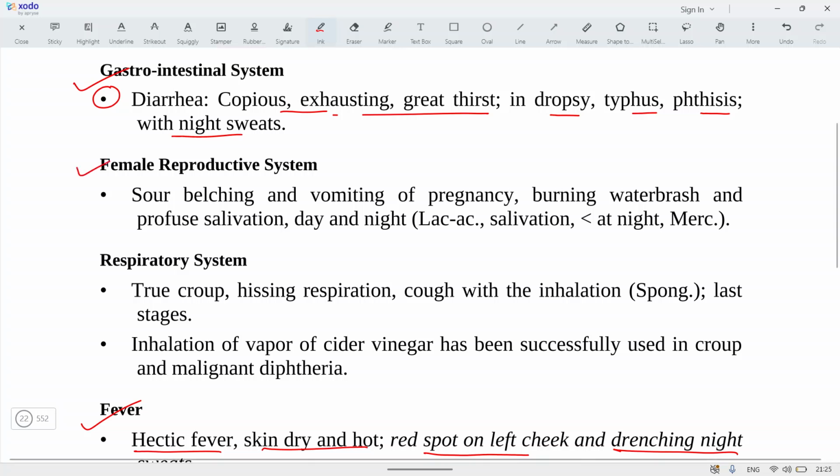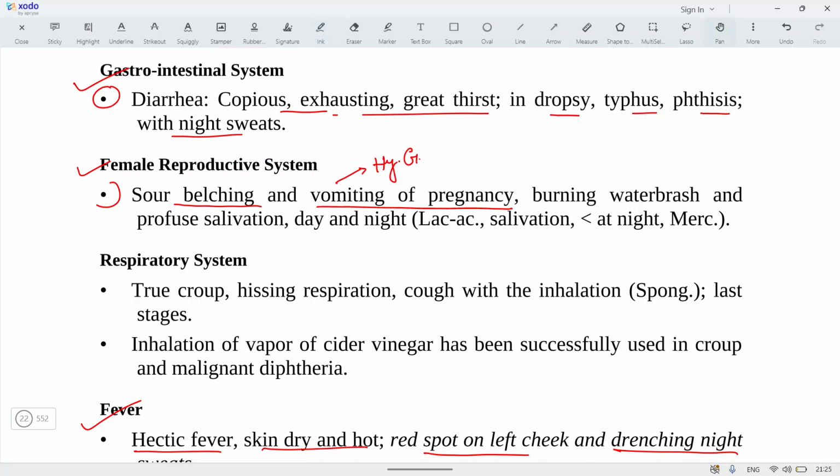Next, come to the female reproductive system, that is the sour belching and vomiting of pregnancy, which is also known as hyperemesis gravidarum, a condition usually occurring during the first trimester of pregnancy. The patient feels nauseated and vomits, but if the symptom is worse day by day, then you can think of acidicum acidum. Burning water-brash, profuse salivation, watery feeling inside the mouth, day and night constant nausea, facing difficulties in day-to-day activities, then we can think of acidicum acidum.